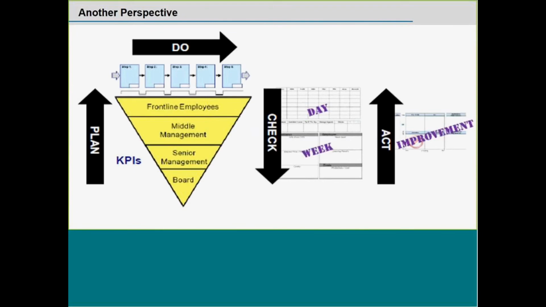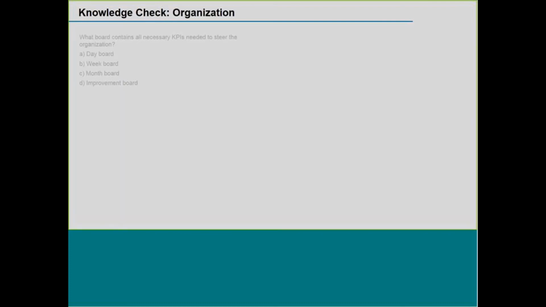Another way of looking at these different types of boards, right, is to go back to the PDCA cycle that we covered, where we're going to do a lot of planning on those daily boards, and we're going to check those in the weekly boards, and we can act on all types of improvement projects that are eventually making it to the Kaizen board.